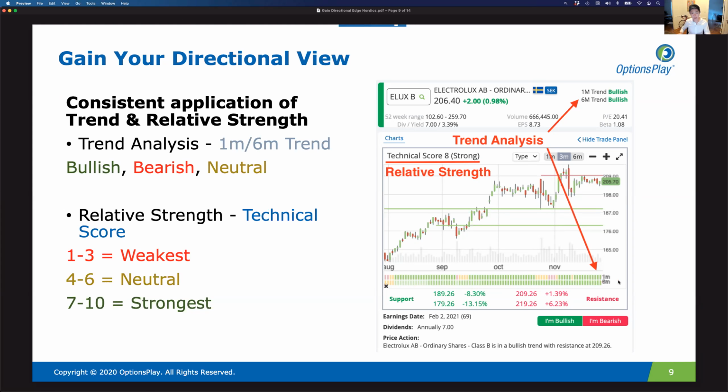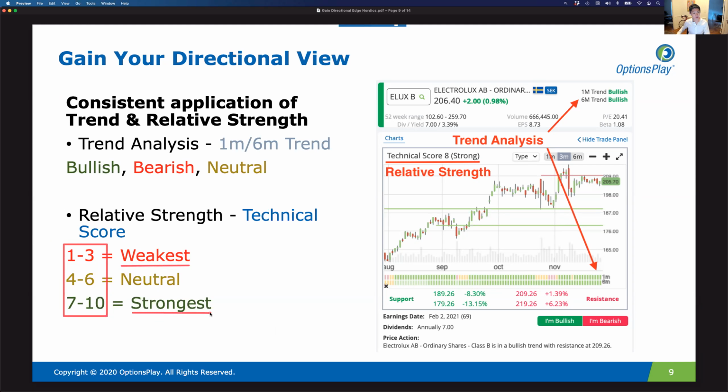And then relative strength. Instead of just telling you whether a stock is outperforming or underperforming the market, what we do is rank every single stock in the Swedish markets against each other. And what you get is a score of 1 to 10. 1 to 3 are the weakest stocks in the market. So this is telling you stocks that are underperforming the broader markets.